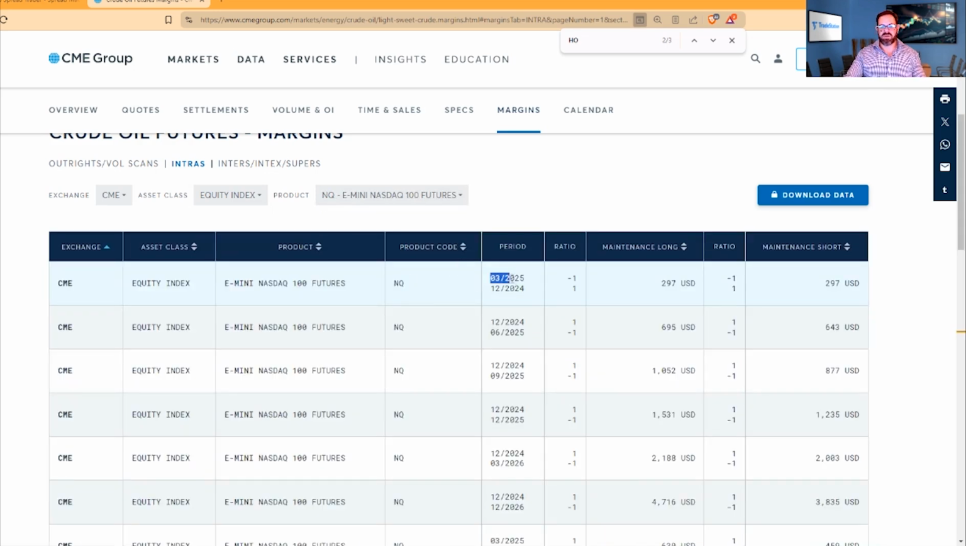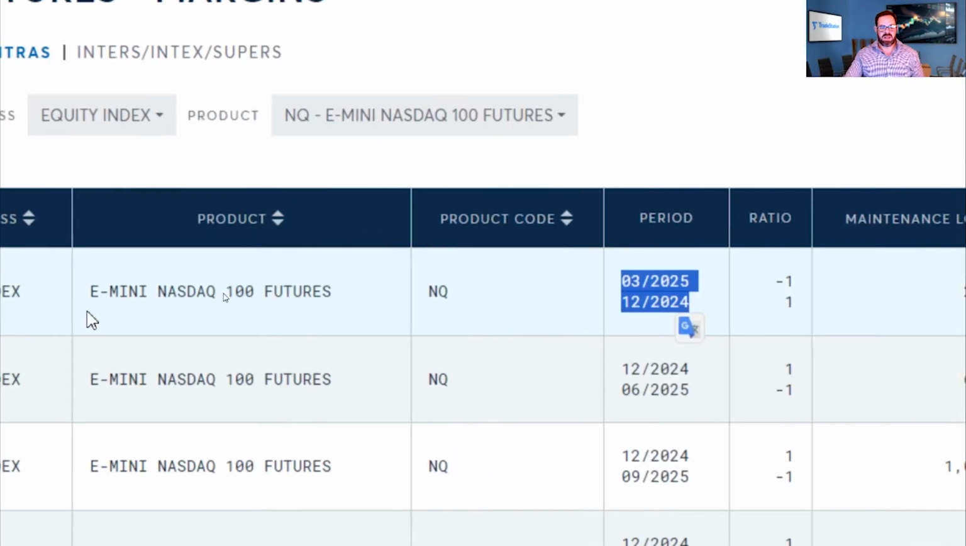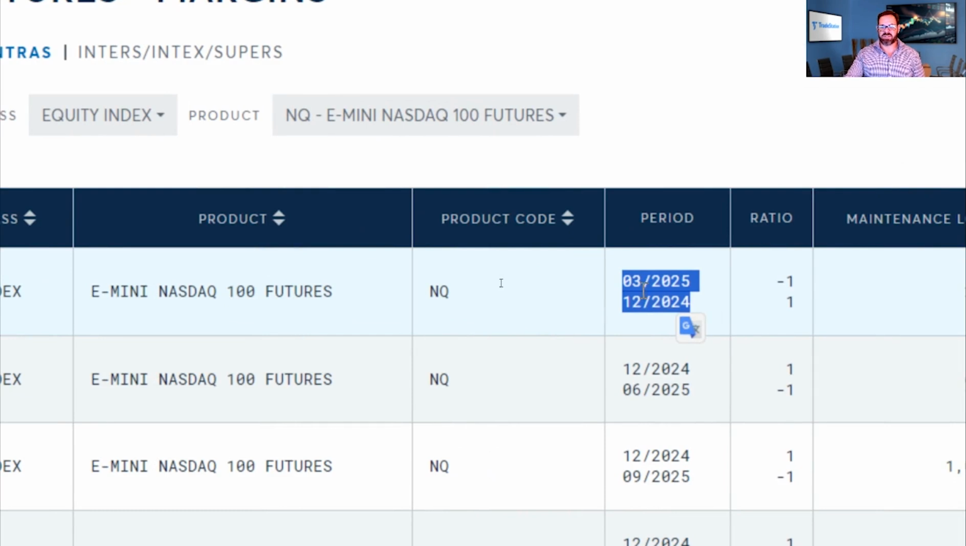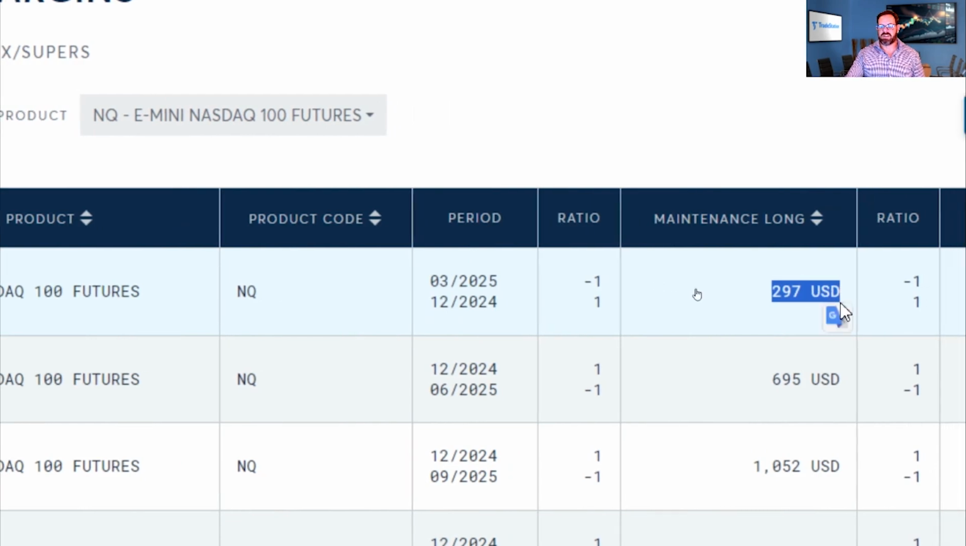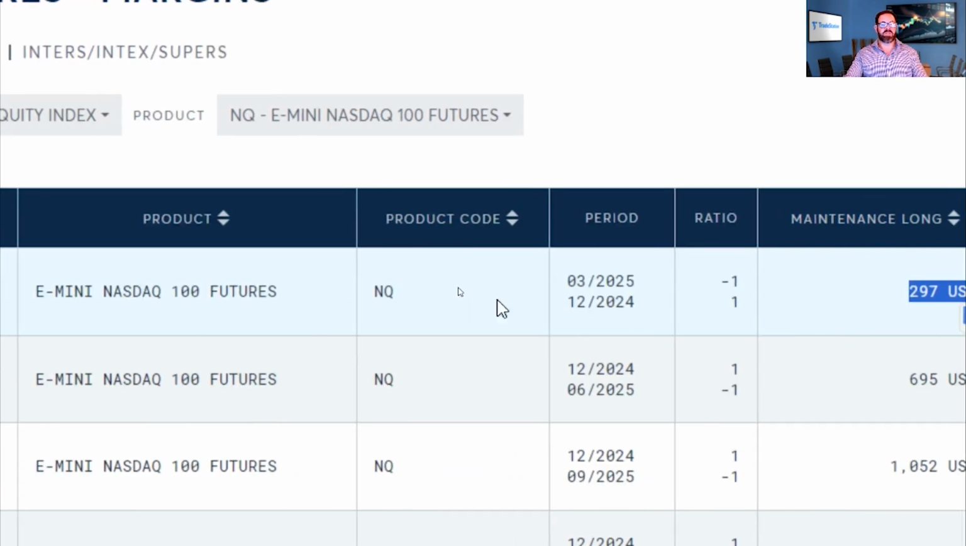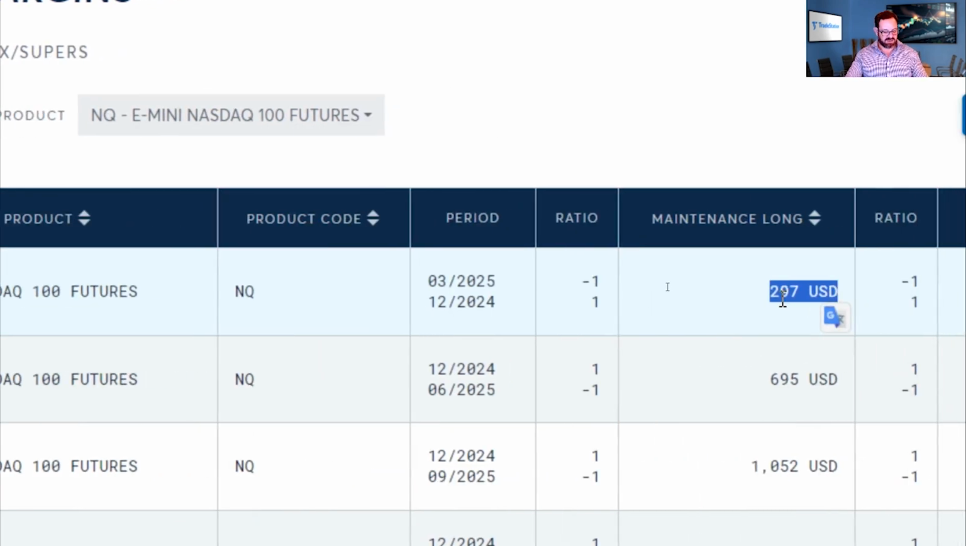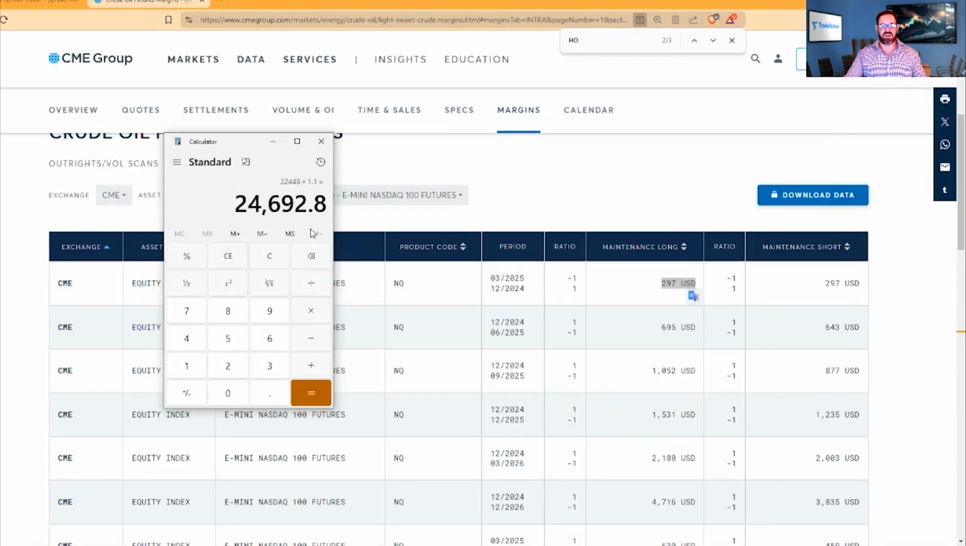If I want to trade the NASDAQ versus NASDAQ using March versus December, I'll zoom in so we can see this a little better. The margin is going to be much less. That's the full-size NASDAQ, $297. So I was way off. Instead of $24,000, again, it's $297 times 1.1, $326 to hold overnight. Yes, that's for a full-size NASDAQ contract. You won't make nearly as much, but you don't have nearly as much risk.